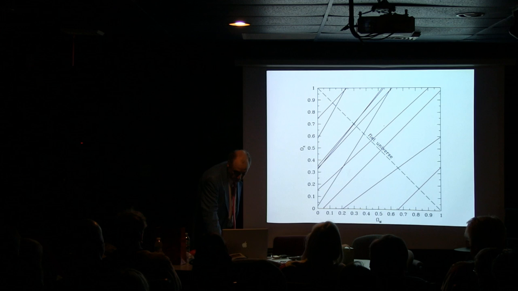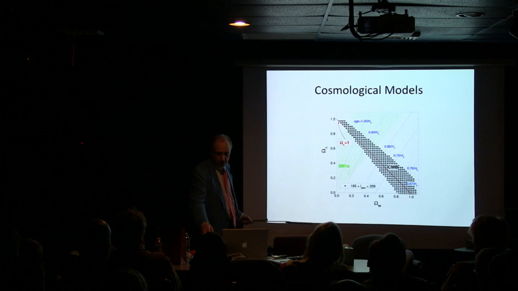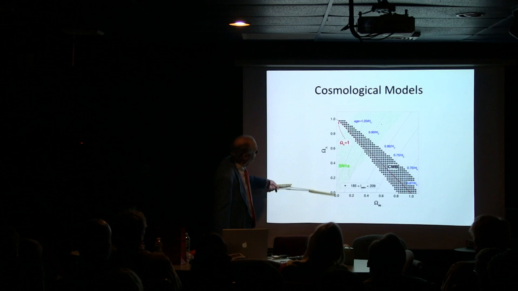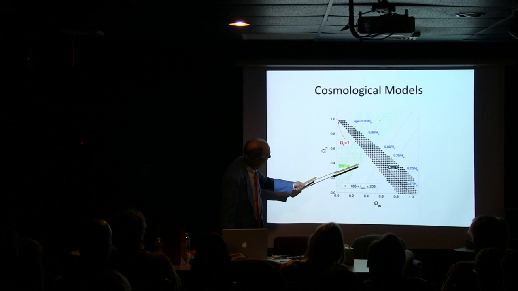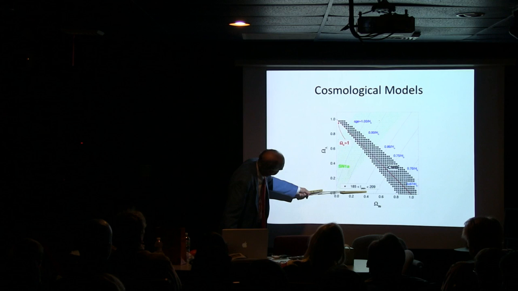Now, these are cosmological models. This is the amount of matter in the universe, the amount of these black marbles here, and the black plus the white marbles here. And this is the amount of vacuum energy that we have in the cosmological constant. So a point on this diagram is a cosmological model. There's one with 40% dark energy and 40% dark matter.